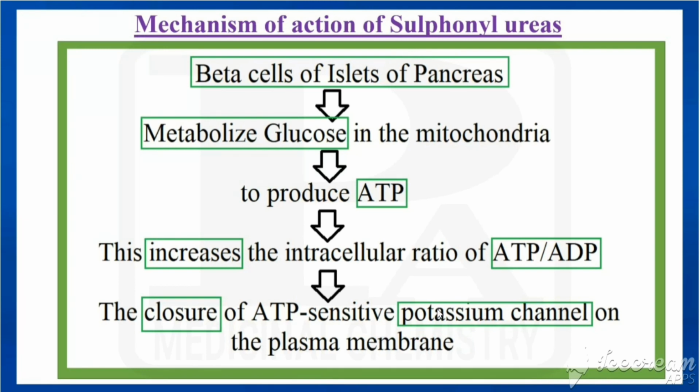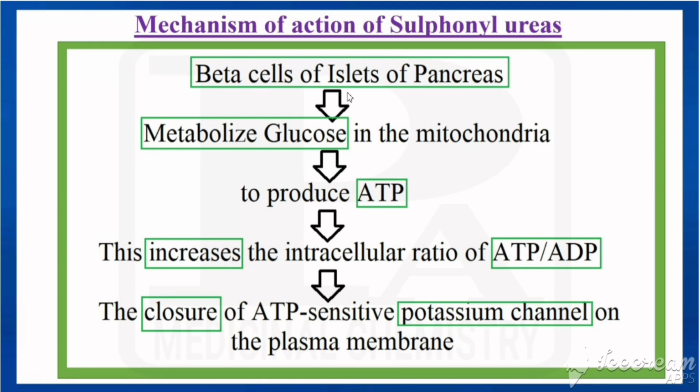So it causes the closure of the potassium channel. Why would that be closed? Because that is an ATP sensitive one. So that is the action of beta cells of islets of Langerhans. First, they metabolize the glucose in the mitochondria and produce ATP. So the production of ATP would be increased. That causes an increase in the intracellular ratio of ATP-ADP. This causes the closure of potassium channels that are present on the plasma membrane. Why would that be closed? Because this channel is an ATP sensitive one. Now we are going to see the mechanism of action of sulphonyl ureas.